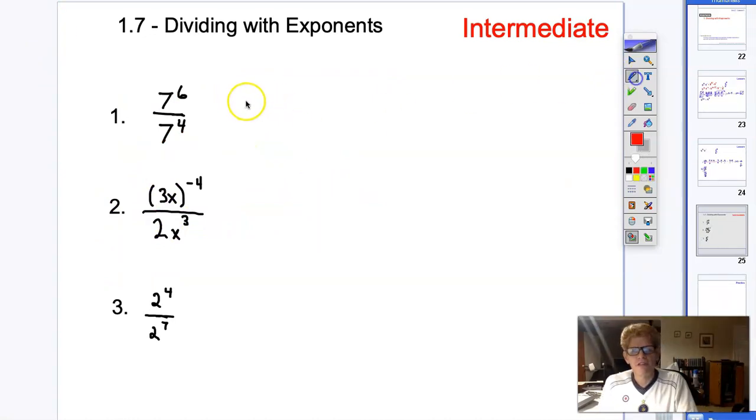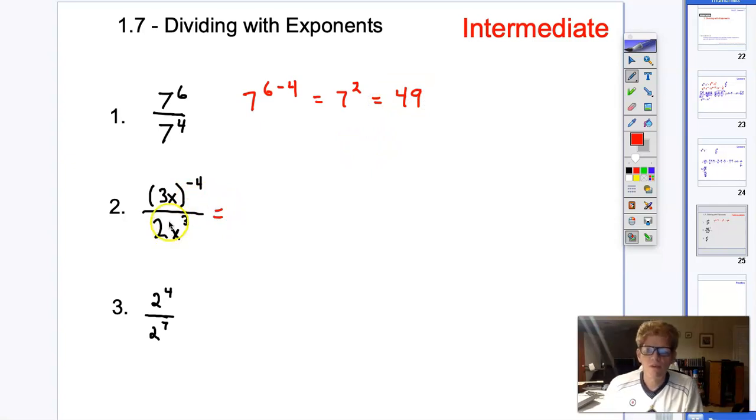Just like in the former example, we're going to subtract these exponents. So 7 to the 6 over 7 to the fourth is going to be 7 to the 6 minus 4, which is 7 to the second, or in standard form, 49. What about this one? Well, remember, we're just going to follow the rules that we've learned. These are all rules that we've already learned. Now on the top, we've got 3x quantity raised to the negative fourth power. So everything inside these parentheses is being raised to the negative fourth.